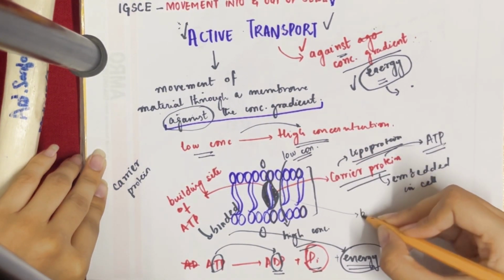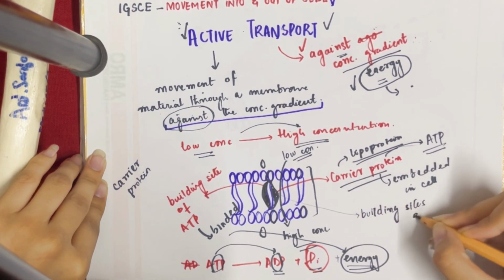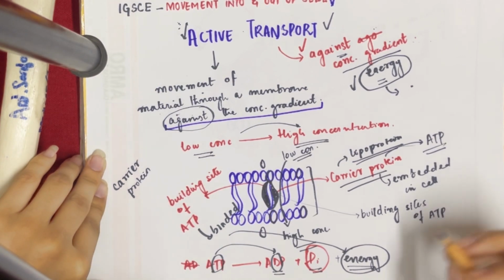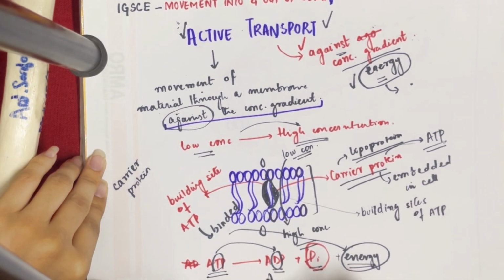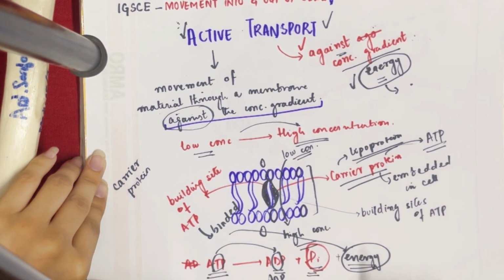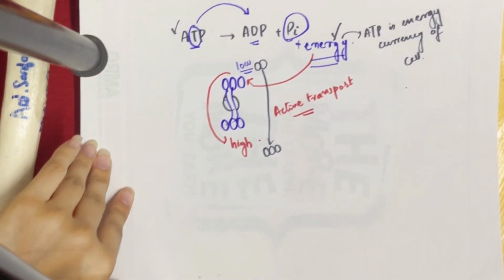These are the building sites of ATP. And how do they do so? Whenever ATP, which stands for adenosine triphosphate, is converted into ADP, which is adenosine diphosphate, one phosphate group is released. Due to this release of the phosphate group, energy is released. So the carrier protein is responsible for the release of the energy as they are the building sites of the ATP. This helps us to carry out the active transport process.